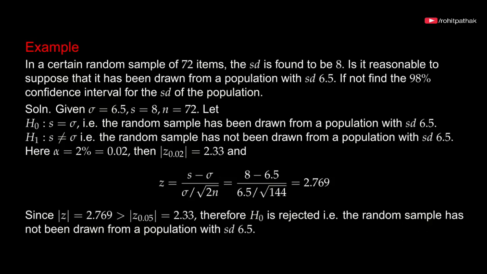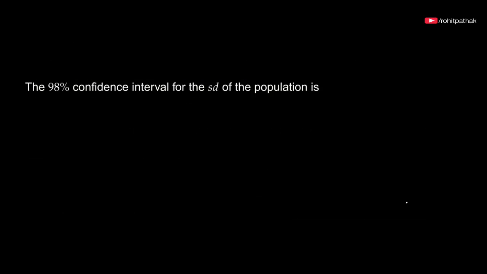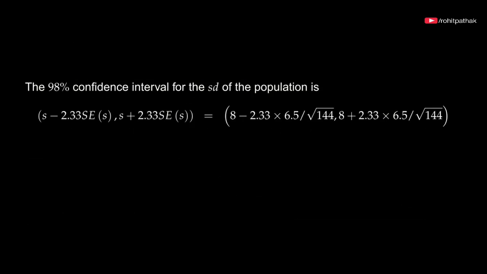Now here we see that on the basis of the sample, the standard deviation of the population cannot be 6.5. Then what should it be? This can be found by the confidence interval. So the 98% confidence interval of the population standard deviation is obtained by this formula. That means the computed value of Z should be less than Z at 0.02. That means S minus sigma upon standard error of S should be less than or equal to 2.33. So from here we get this interval. It is 6.73 to 9.26.